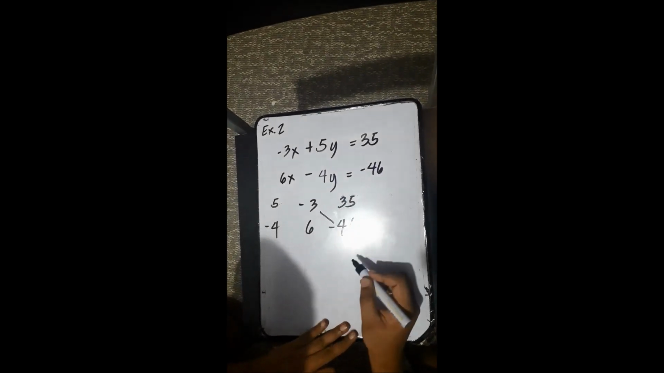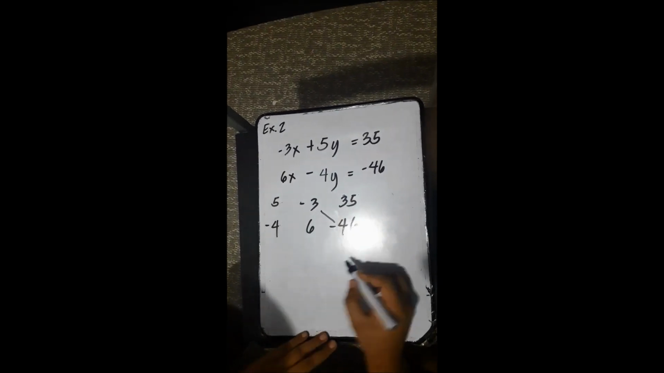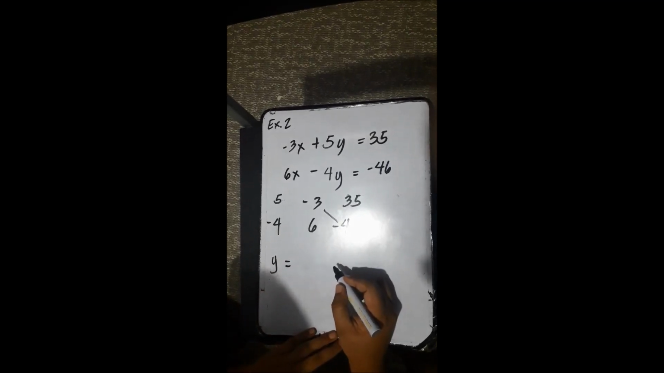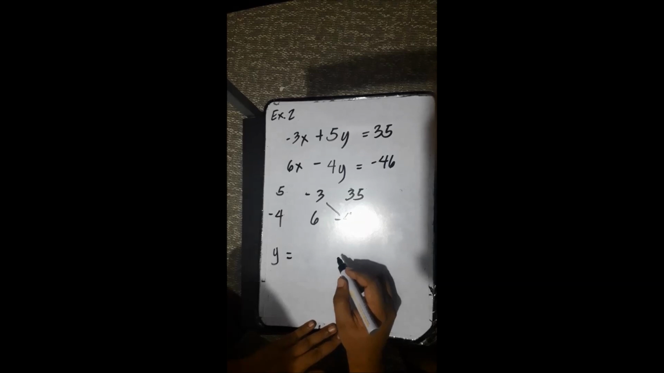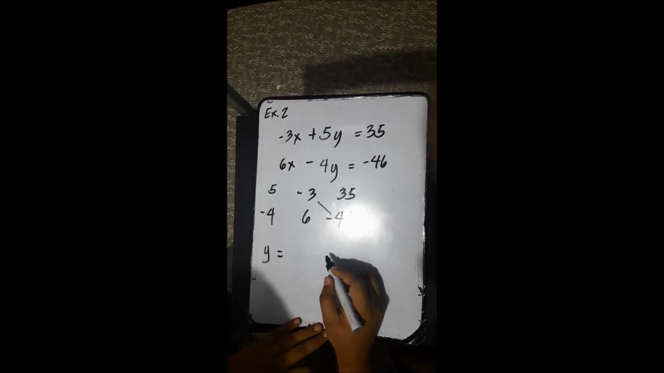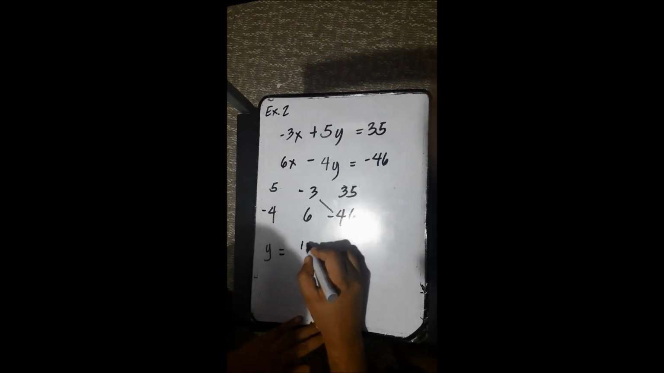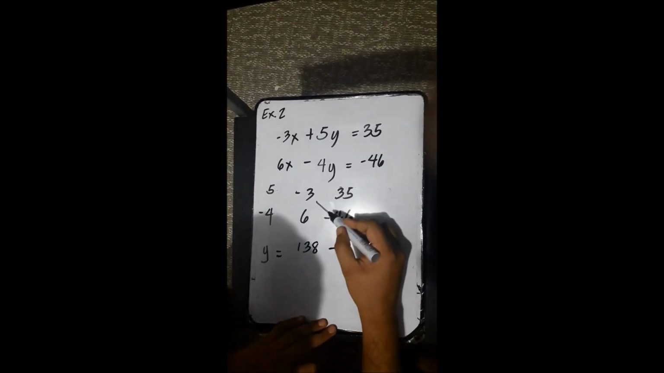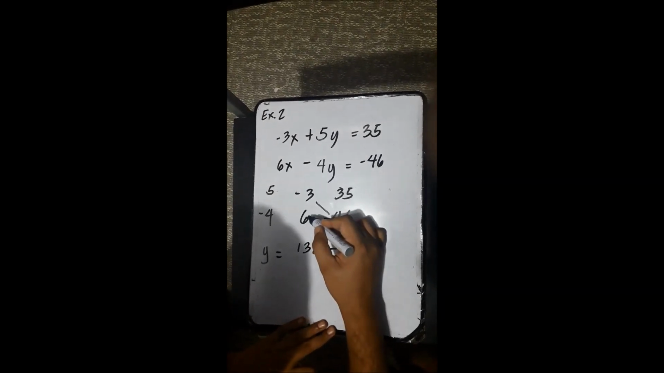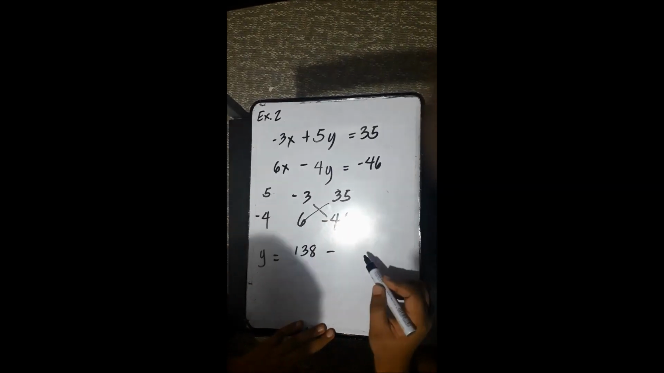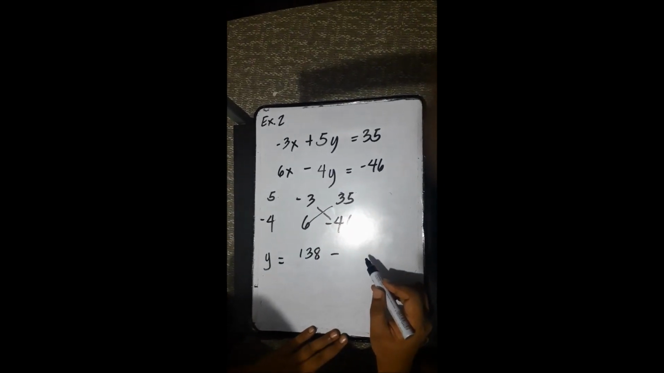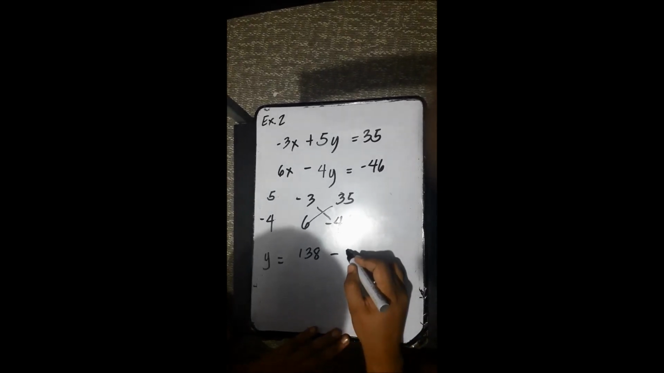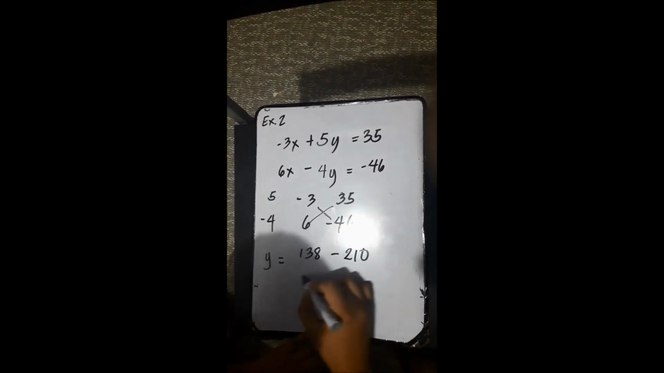So that should be negative 3 times negative 46. So this would be solving for y. Okay, negative 3 times negative 46 should give me positive 138, minus the other pair would be 6 times 35. So 6 times 35 is positive 210.